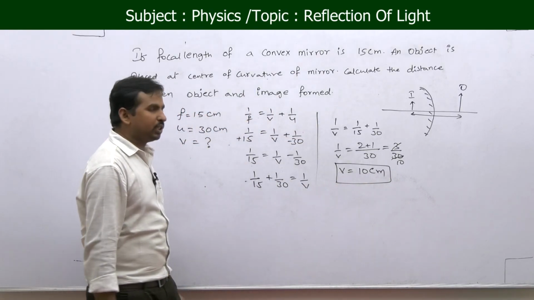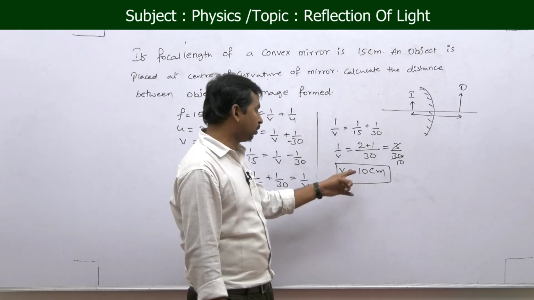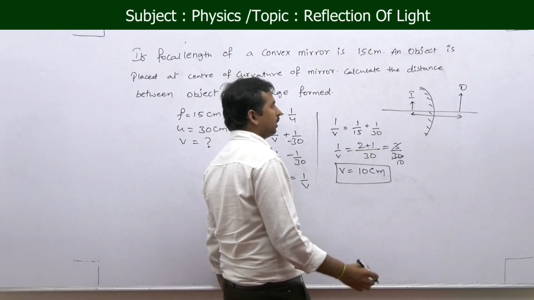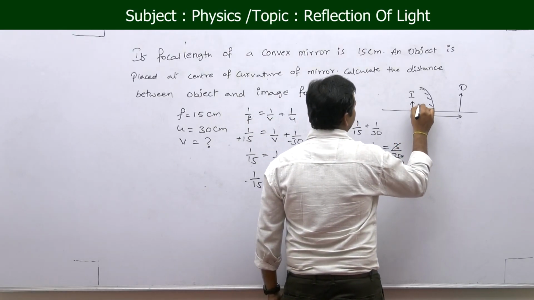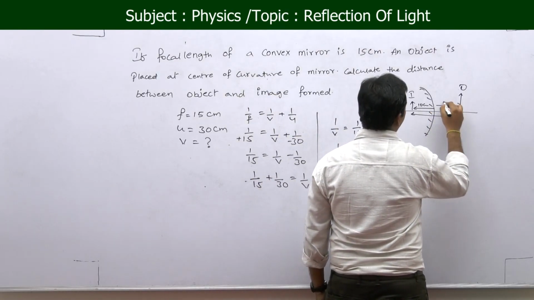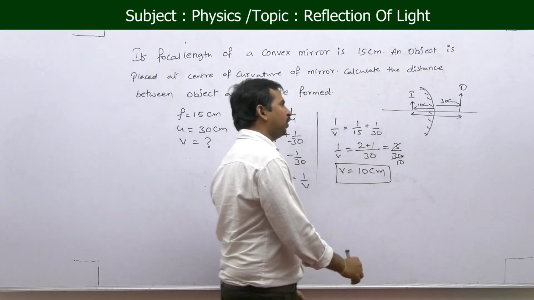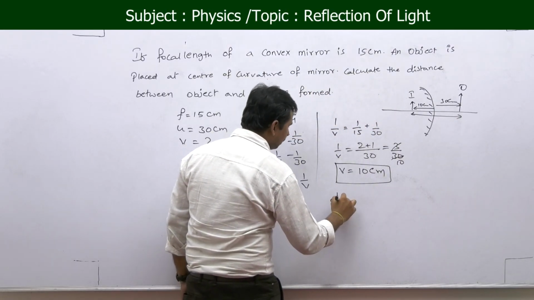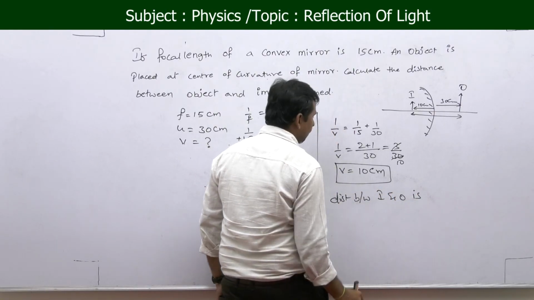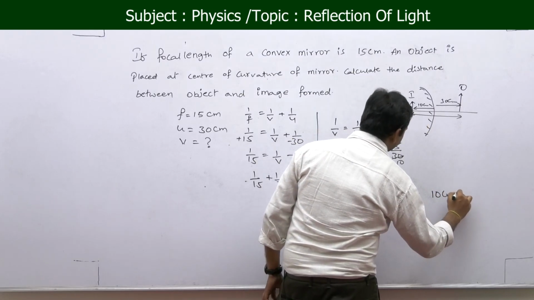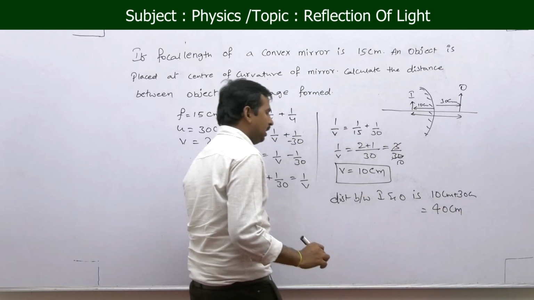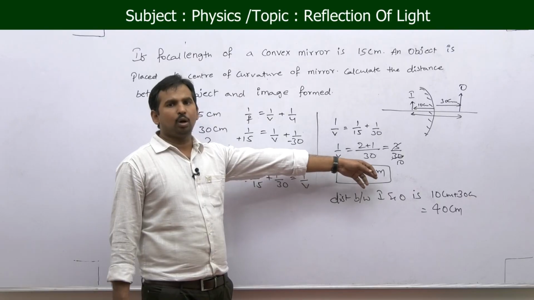As the image distance is positive, the image is formed behind the mirror, at a distance of 10 centimeters from the mirror. And we already know the object is at a distance of 30 centimeters from the mirror. Then the distance between the image and object is 10 centimeters plus 30 centimeters. Total it becomes 40 centimeters. That is the distance between image and object.